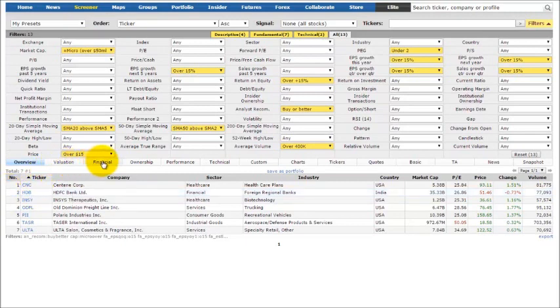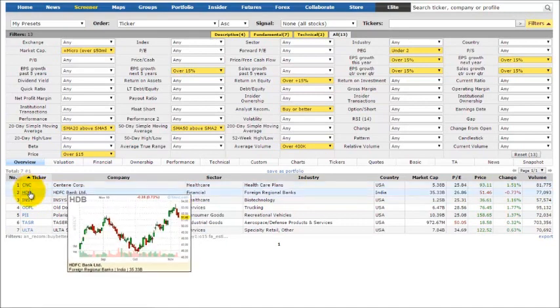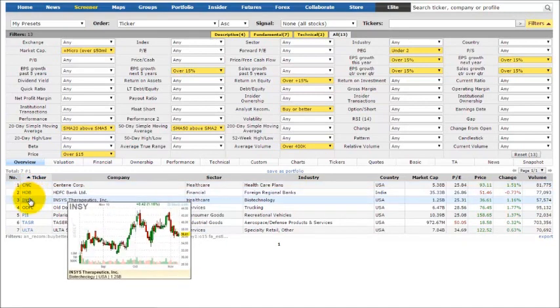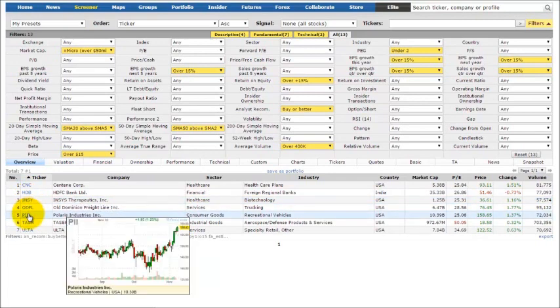There's valuation, financial, ownership, performance, technical. Let's go through these. First of all, we have the overview. We have 7 stocks here, and if we mouse over them, we'll get charts. And those of you who have been using our trading system, you can begin to look at these charts and begin to even see opportunities within some of them.